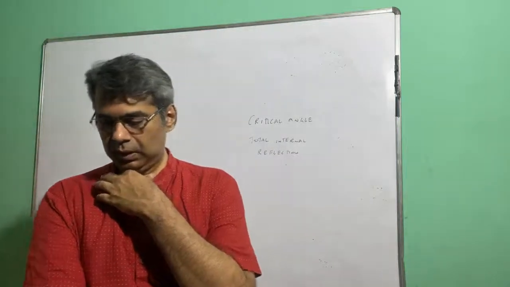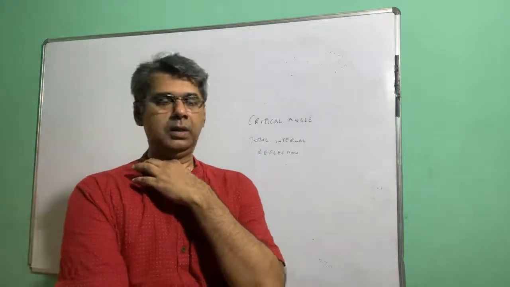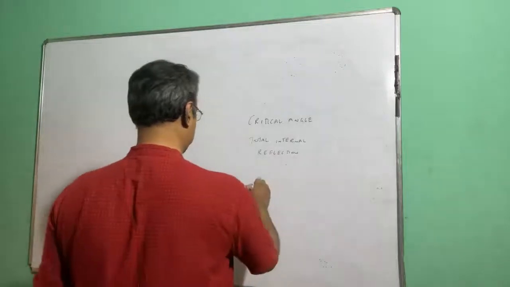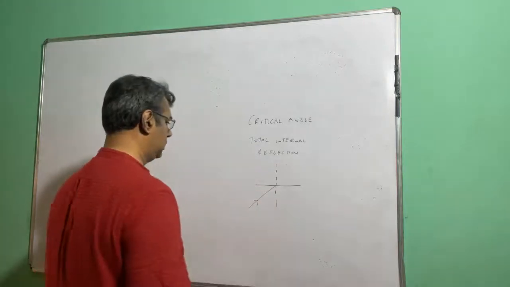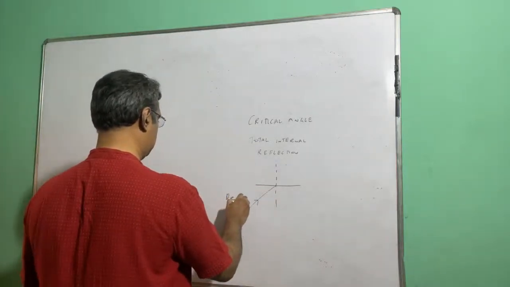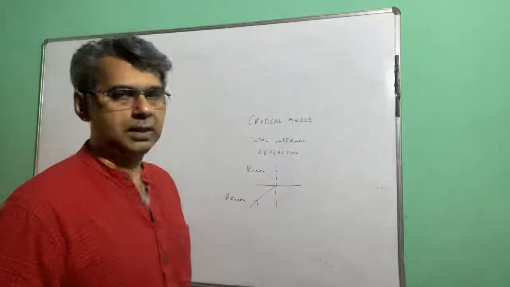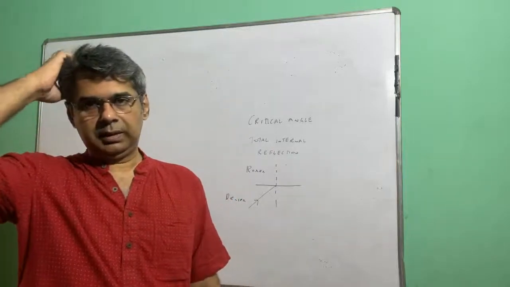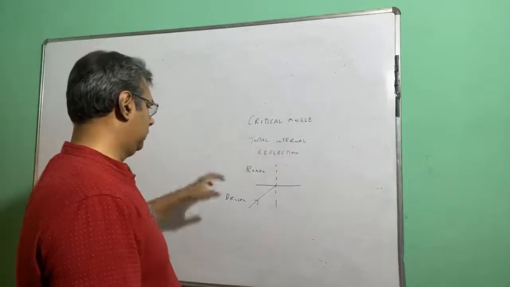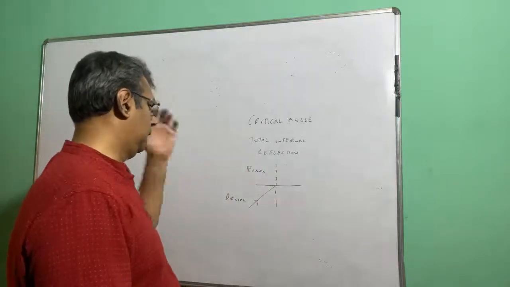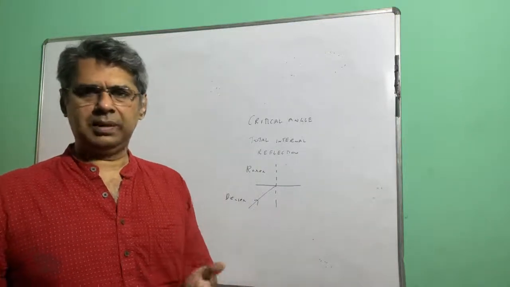In today's session of class 10 physics, we are going to do one topic called critical angle and total internal reflection. Basically, if light is coming from a denser to a rarer medium, like over here the medium is denser, over here the medium is rarer, then the ray after refraction will bend away from the normal. That is something we know.